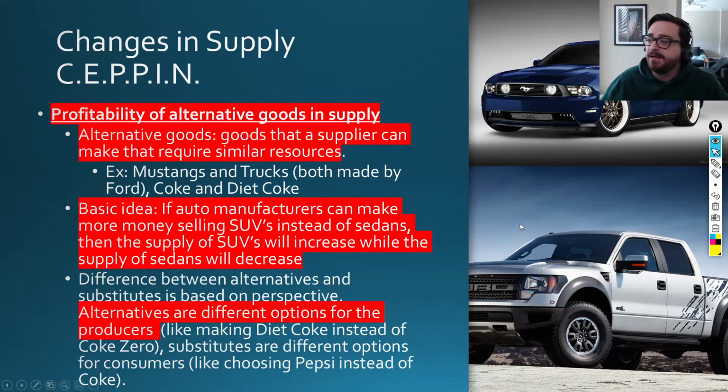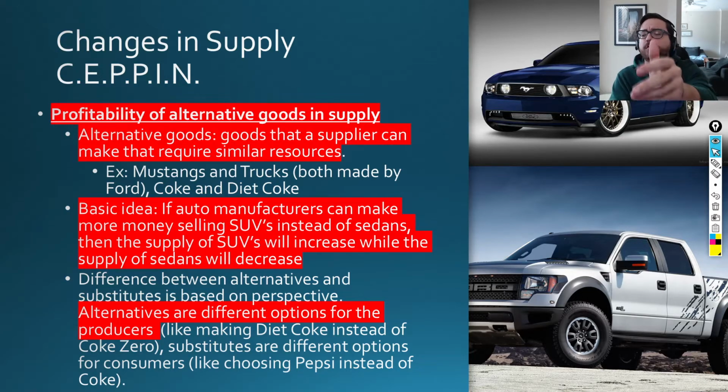Okay, other P. Lots of text here only because students struggle with this vocabulary thing. Profitability of alternative goods. Alternative goods are just different options for a producer to make, like Ford making Mustangs and these trucks, like the Ford F-150. The idea is if you can make more money making one of those two goods, you will allocate resources towards the good that will make you money and away from the good that won't.